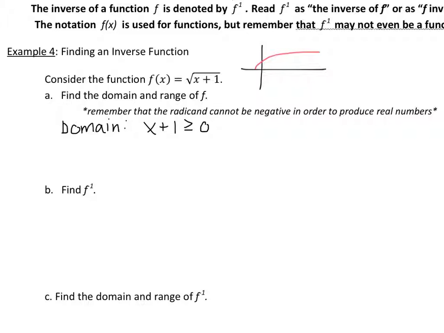Okay, we need to get x by itself, so move 1 to the other side. So we subtract 1. So our domain is going to be real numbers, but x has to be greater than or equal to -1. There's your domain.